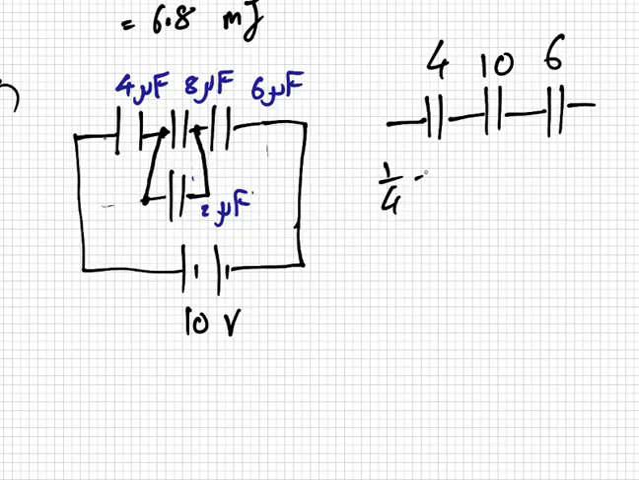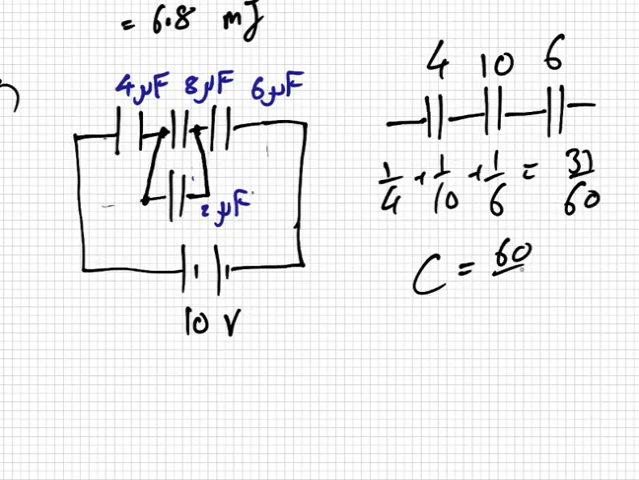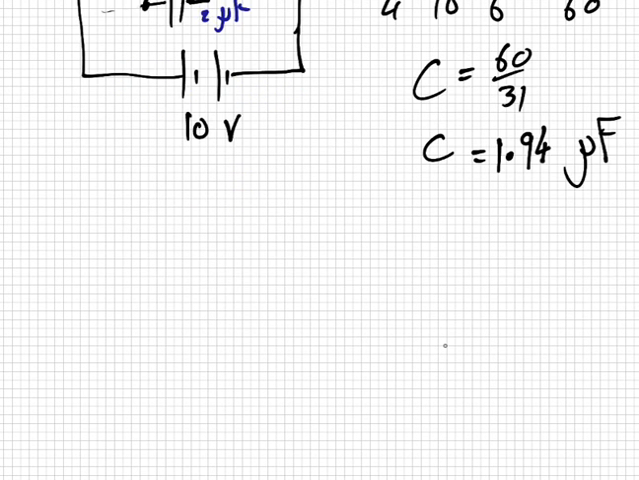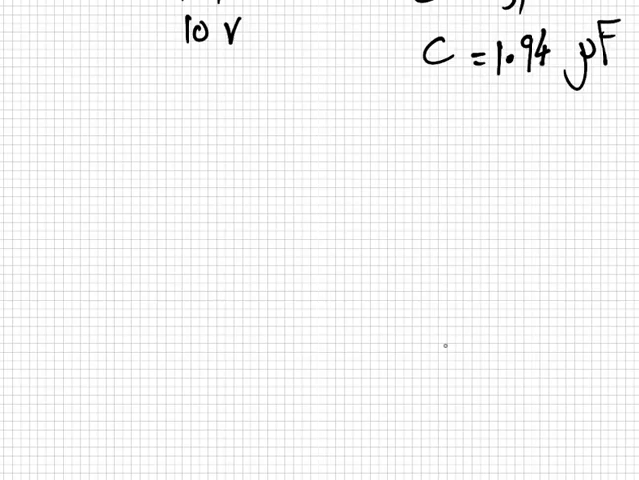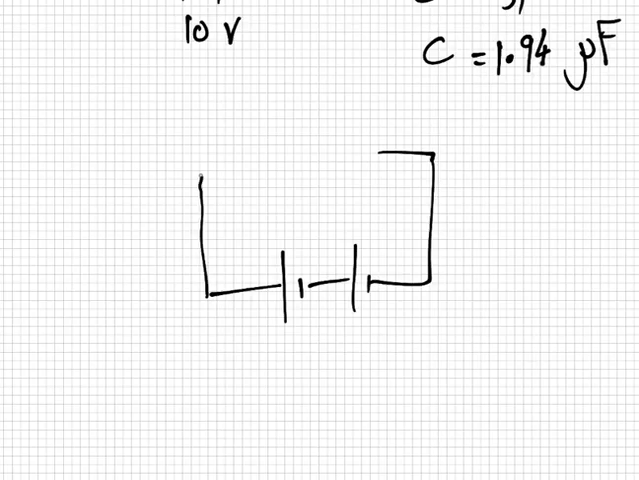1 over 4 plus 1 over 10 plus 1 over 6. What's that, please? 31 over 60. So then the capacitance is 60 over 31, which is about 1.935 microfarads. Okay, great. So what we have now is 10 volt and then one capacitor of this big.